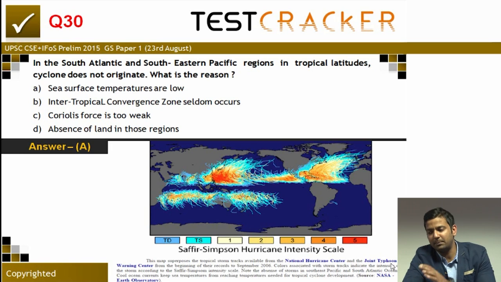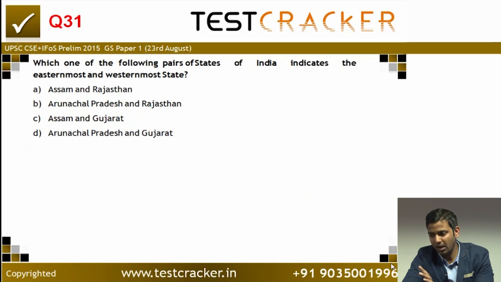The sea surface temperatures are low, which means the primary condition is not fulfilled, and therefore cyclones will not originate in these 2 regions. Question 31, again a candidate for the easiest question. A question, if you don't answer correctly, you should go and bang your head against the wall.